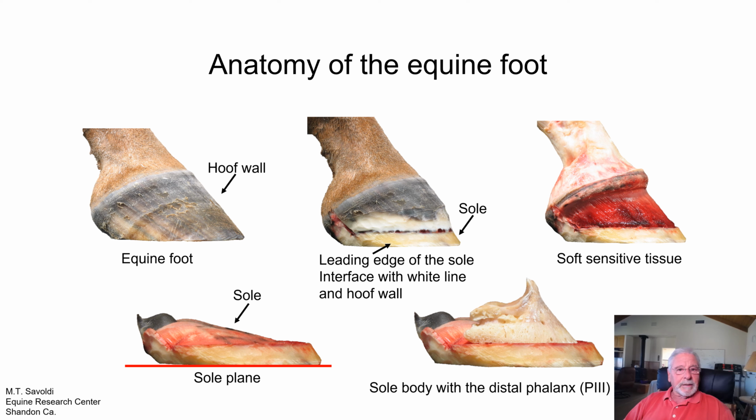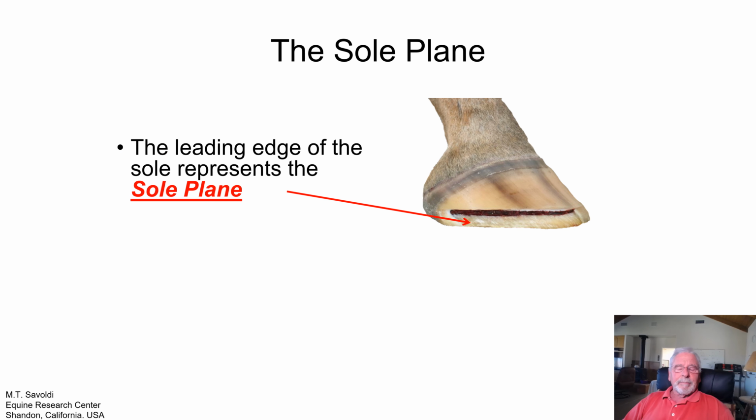Different factors can develop a thicker or a thinner dermis. Usually thin-skinned horses have thinner dermises. Thick-skinned horses have thicker dermises. There's no absolutes, so I just say usually. So let's now go to our next slide and talk about the sole plane.